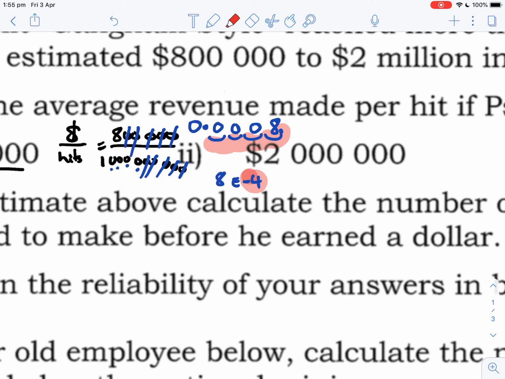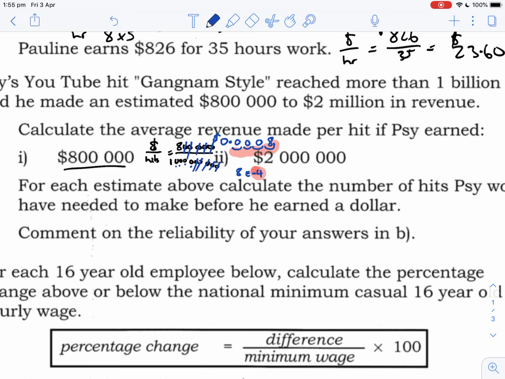Now, because we did dollars per hit, this answer is in dollars. So we need to remember that. So when we interpret this, this is $0.0008. It is a lot less than 1 cent, because the 2 decimals will give us our cents. But of course, it adds up. When you start multiplying it by a billion hits, he made quite a lot of money. And they've only asked us the dollars per hit.